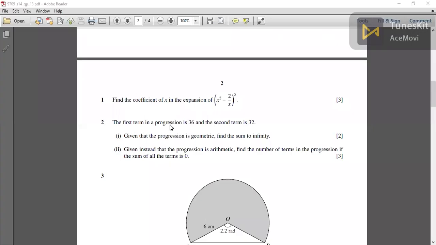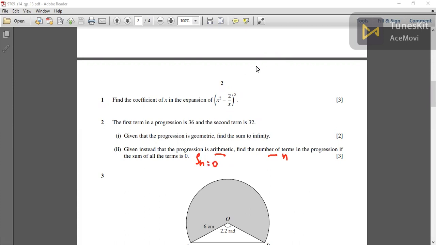Okay, for the second one, as we can see the progression is arithmetic. And then it asks us for the number of terms, the n, of the progression if the sum of all terms is 0. So Sn equals 0.